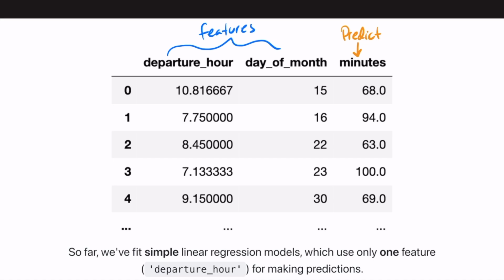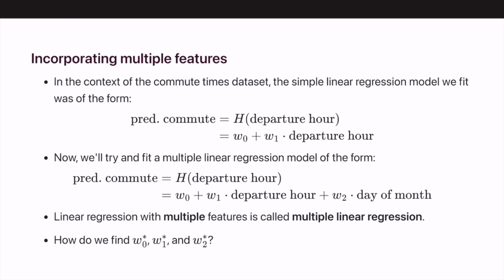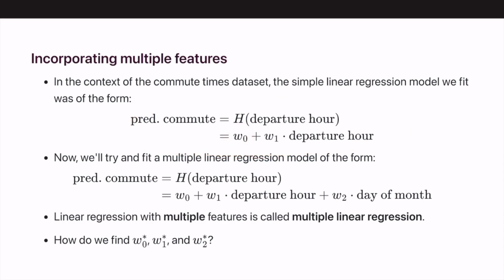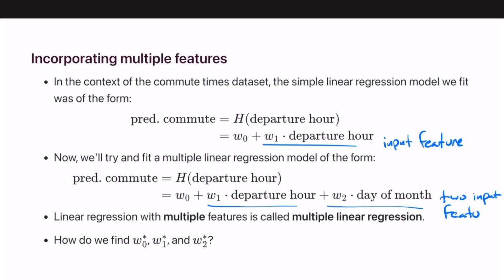Just a little bit of a recap here. Incorporating multiple features is where we're going for multiple linear regression. To begin, we had our predicted commute time based upon one intercept and a slope with one of our independent variables. Of course, we added a new variable to that, so this is our one input variable or input feature, and now we have two input features.